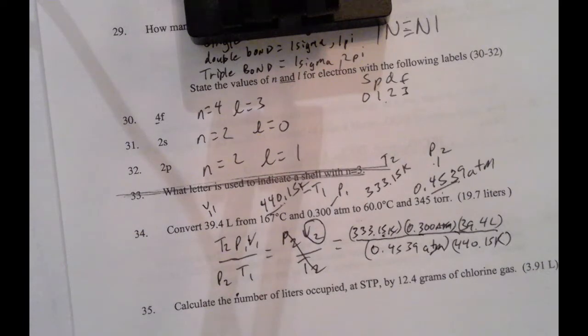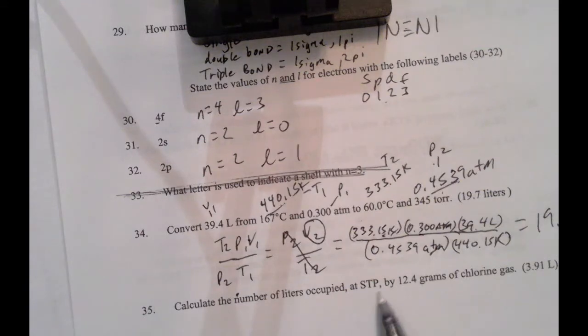333.15 times 0.3 times 39.4 divided by 0.4539 divided by 440.15. It's about 19.7104. 3 significant digits, so we get 19.7 liters, because that's the only thing that's left.